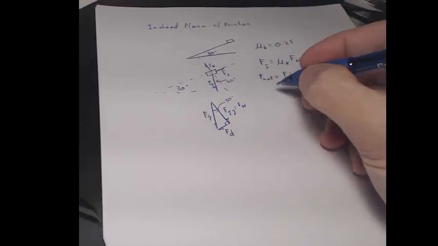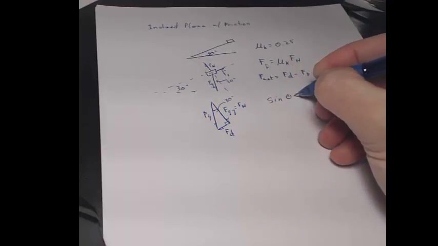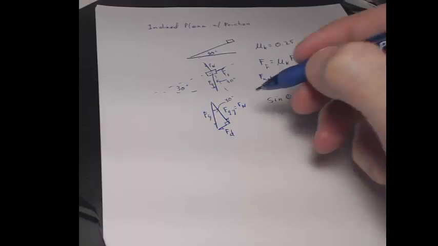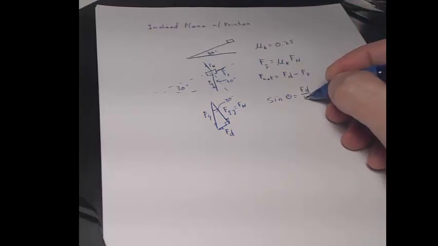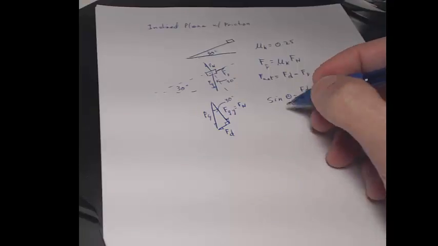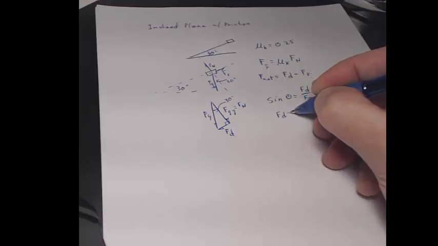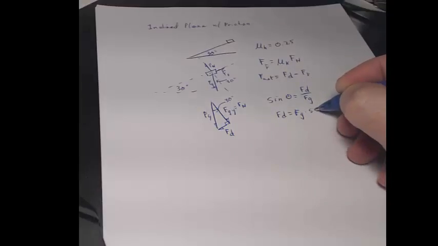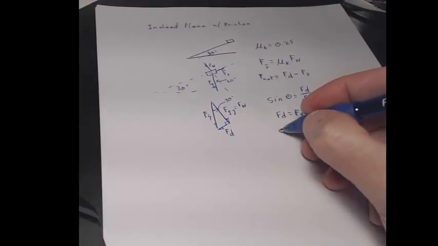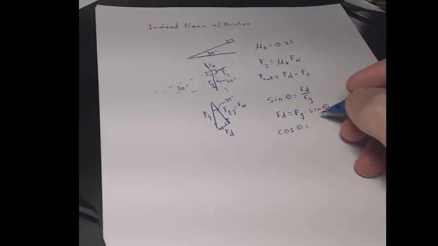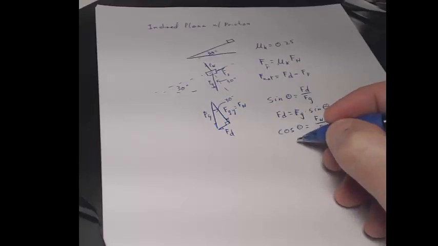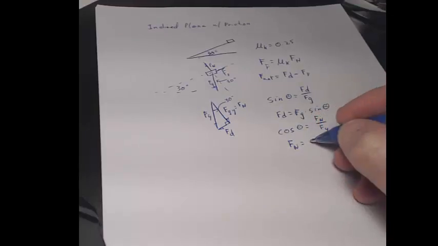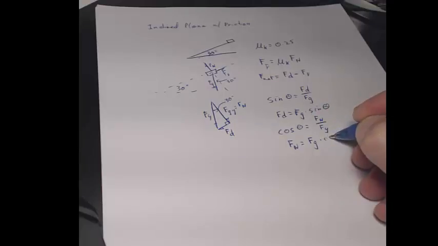So now I can separate the components. I have to remember the sine is going to be my opposite over a hypotenuse. In this case, my force going down the hill divided by the force of gravity. I can solve this so that the force going down the hill is going to be the force of gravity times the sine of my angle. My cosine is going to be my normal force divided by the force of gravity, and I can solve this for the normal force. My normal force is going to be the force of gravity times the cosine of the angle that I'm interested in.